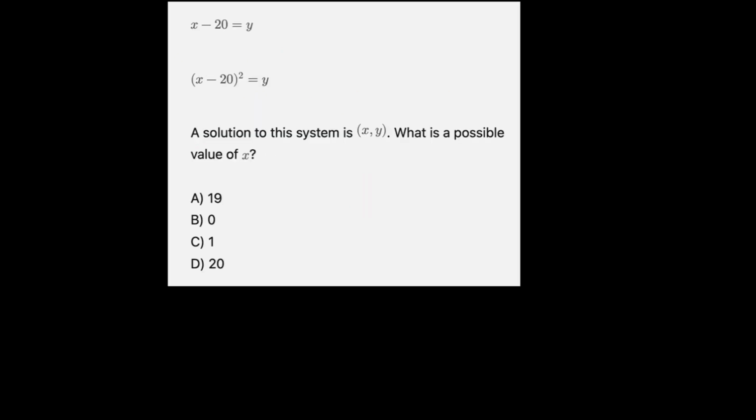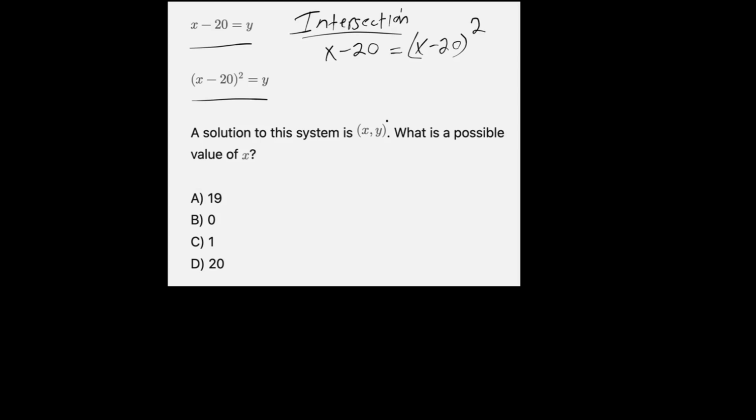And now let's go over to a higher level example of this situation. Here, we have two functions, and whenever you're given two functions and asked for the solution, really, you're being asked for the intersection of the functions. And when you're asked for an intersection, you want to get both equations in the y equals format and set them equal. So x minus 20 equals x minus 20, all squared.